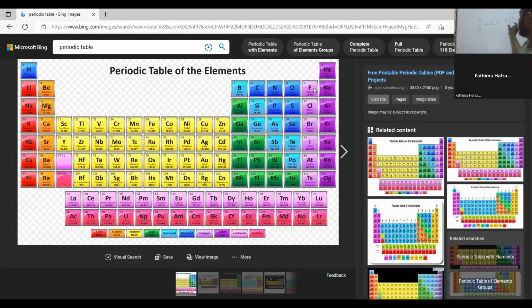Next one is Na, sodium. Right, very good, sodium. Next one, Mg. Magnesium. Right, very good. Next one, Al. Aluminium. Yes, aluminium. Next one, Si. Silicon. Yes. Next one, P. Phosphorus. Yes. Next one, S.